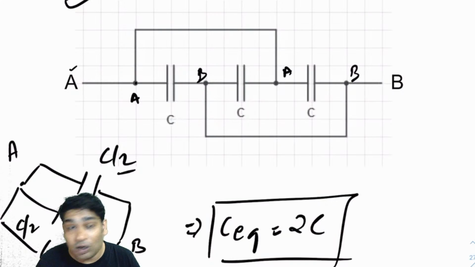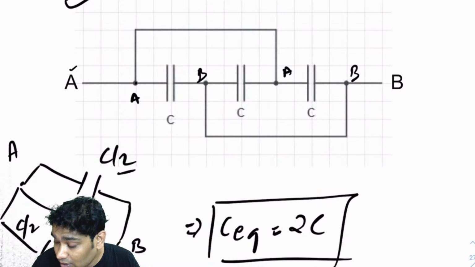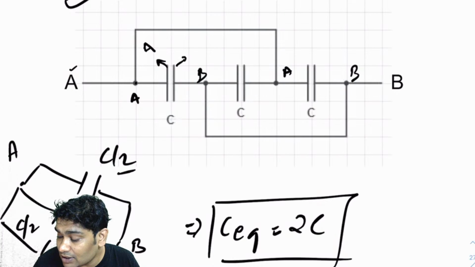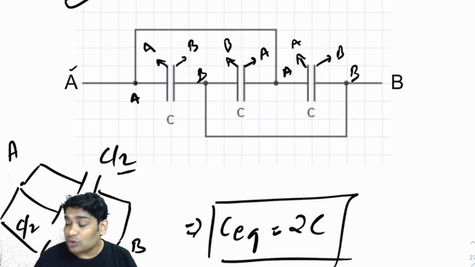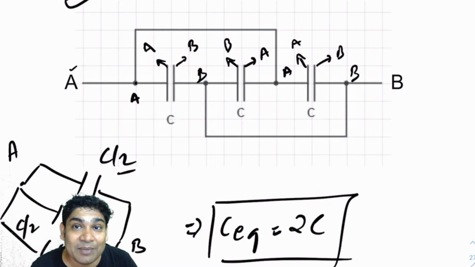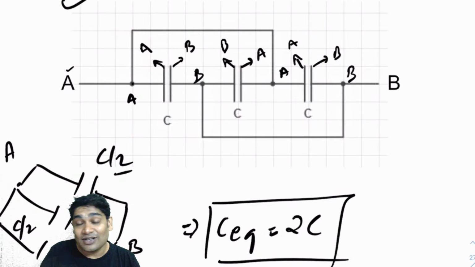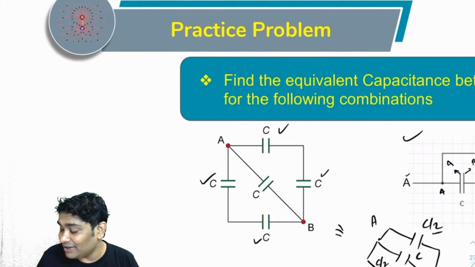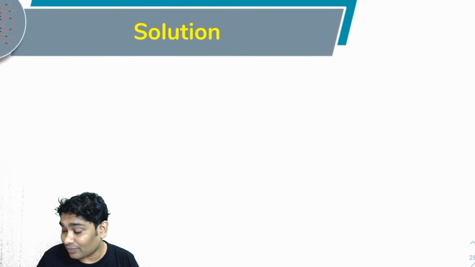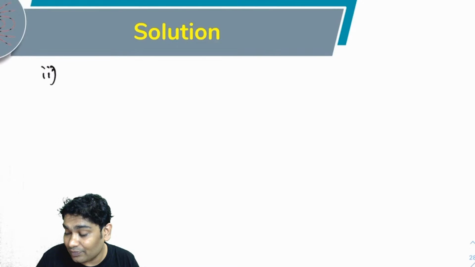So you will realize that in all of them, this is at V, this is connected to A, this is connected to B. Here, this is connected to A, this is connected to B, and here this is connected to A, this is connected to B. So all these plates are essentially connected between A and B only. Though they have been drawn to appear to be in series, they are actually in parallel. So similarly, C equivalent for the second one, problem number 2.